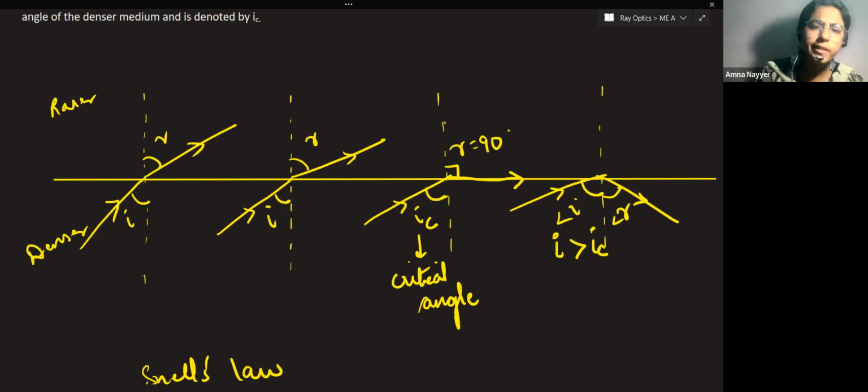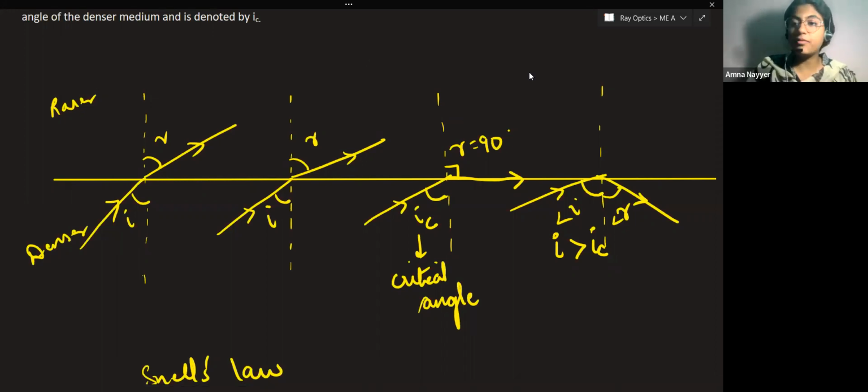And now what is this critical angle? Critical angle is the angle of incidence in the denser medium for which the angle of refraction in the rarer medium is 90 degrees. This is known as the critical angle. This phenomenon where the refracted ray becomes the reflected ray is known as total internal reflection. There are numerous applications of it. We'll discuss the applications as well.